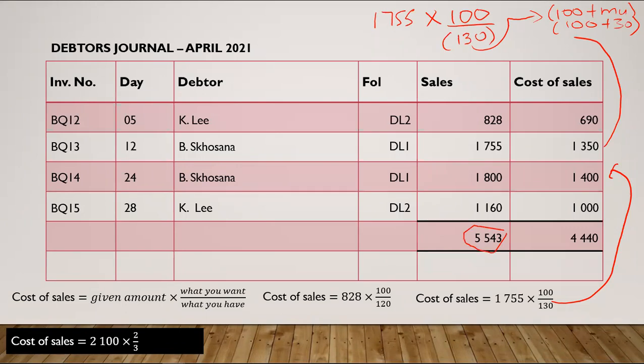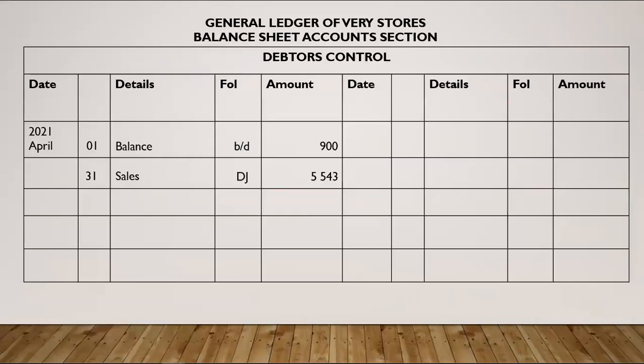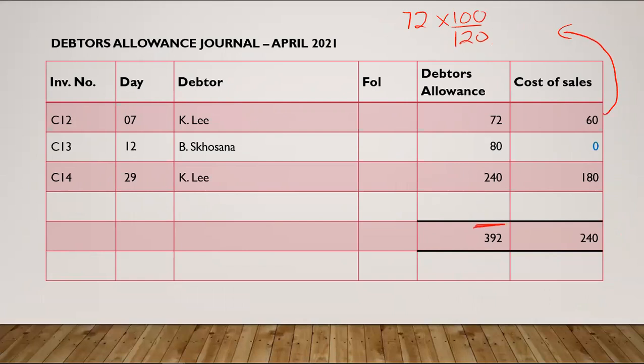And then on the credit side of your debtors ledger, we will have debtors allowances, which relates to debtors returning goods, and the total will be 392. That 392 is the total of your debtors allowances, which is equivalent to a reduction in sales.